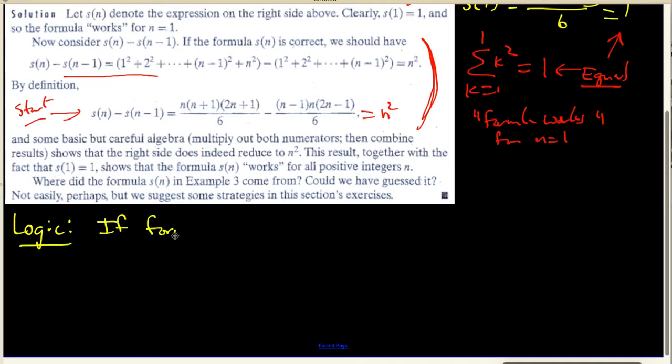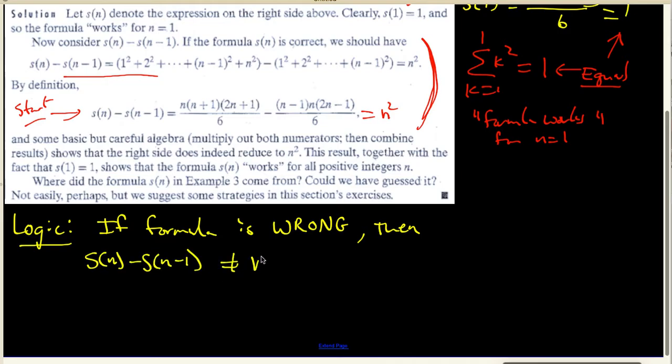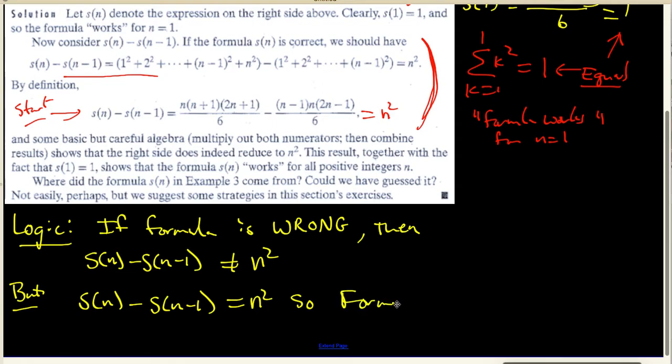If the formula is wrong, and let me clean up my handwriting there. So the authors are really making the argument that if the formula is wrong, then S of n minus S of n minus 1 won't simplify to n squared, but Sn minus Sn minus 1 does equal n squared, so the formula is correct.